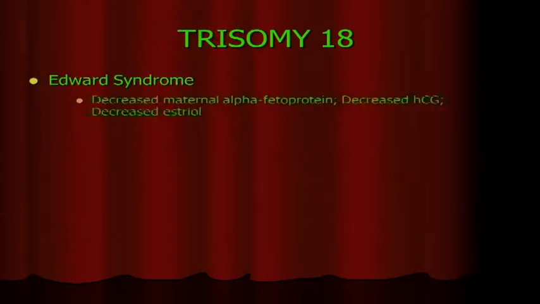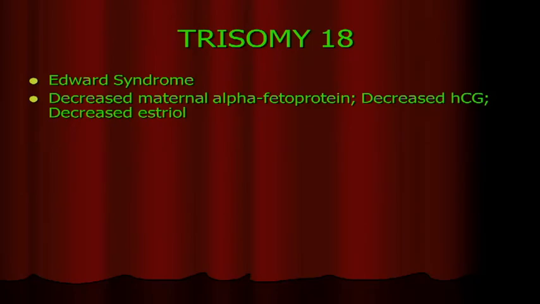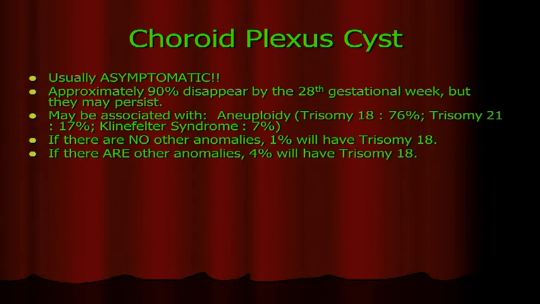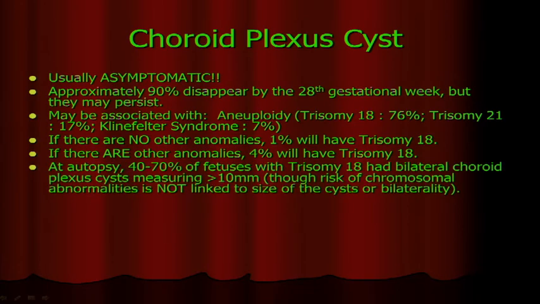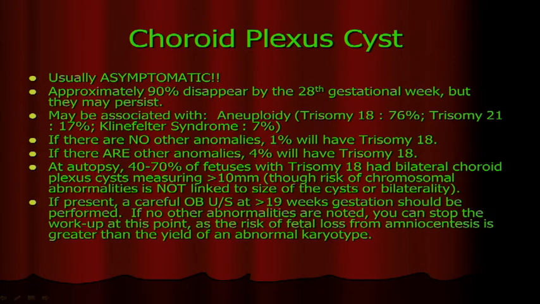Trisomy 18, Edwards syndrome. What was the time frame on the ultrasound? What was the week? 28 weeks, 90% disappear by the 28th week. I just read it tonight. This is when you get your anatomy scan.